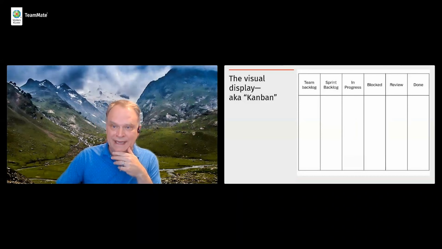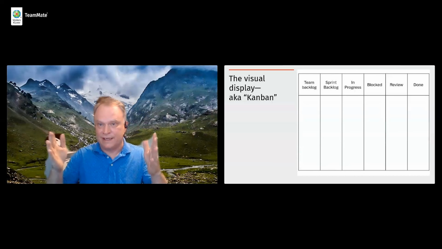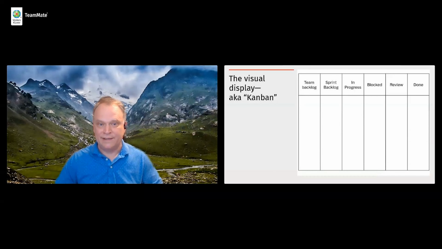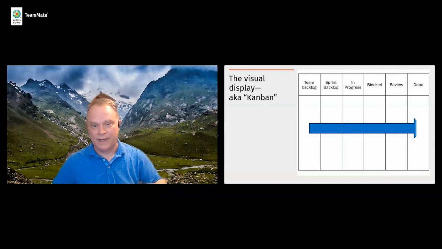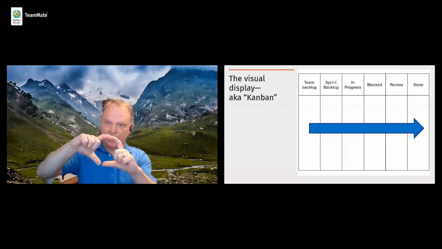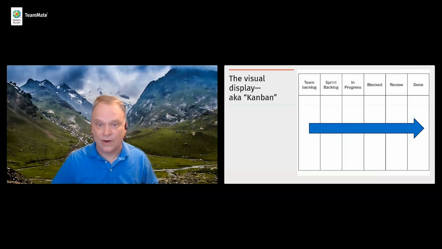Here's a technique that you can use. You can do this on a whiteboard. You can also do this in Teammate. The idea of a Kanban board is just a simple way of visualizing workflow. You create a set of columns, and then the idea is that work moves from left to right across those. The work shows up on post-its or virtual cards.